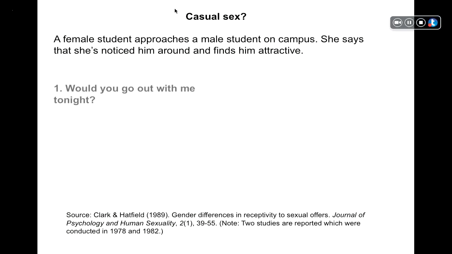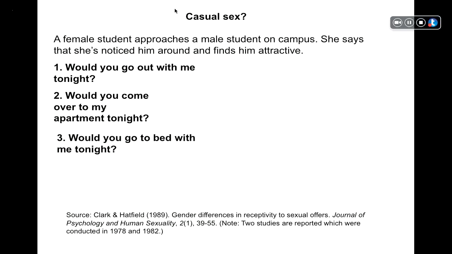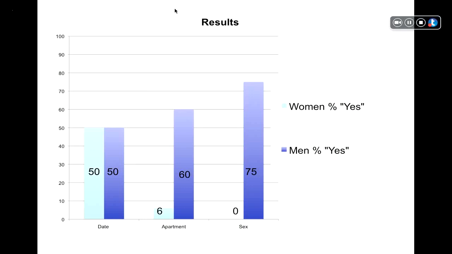So one group was asked this question: would you go out with me tonight? Another group was asked, would you come over to my apartment tonight? A third group was asked, would you go to bed with me tonight? And then the tables were turned and males asked female students the same questions. So what do you suppose the results look like? So let's take a look.